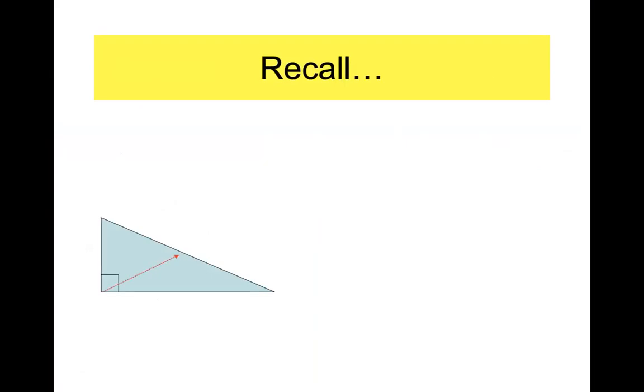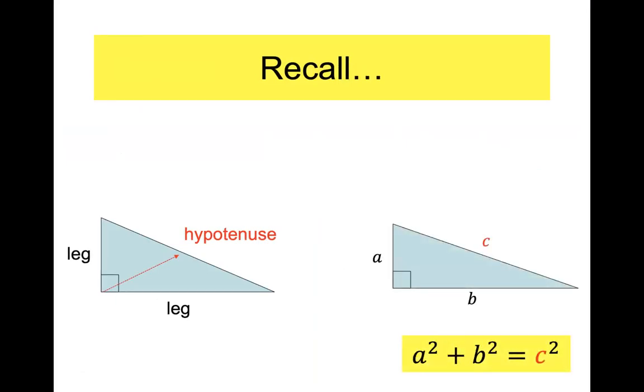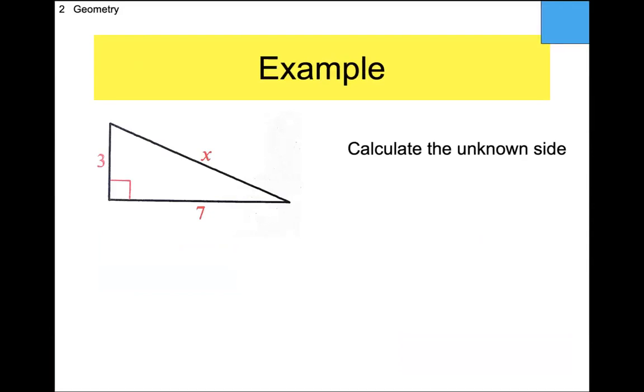Recall that the side opposite the right angle is called the hypotenuse, and the other two sides are called the legs. So this is where the Pythagorean theorem gets that verbiage from, that the sum of the squares of the two legs is equal to the square of the hypotenuse. All right, so how do you apply the Pythagorean theorem to a triangle with numbers? Well, they give you two of the three sides, and you solve for the third one using the Pythagorean theorem.